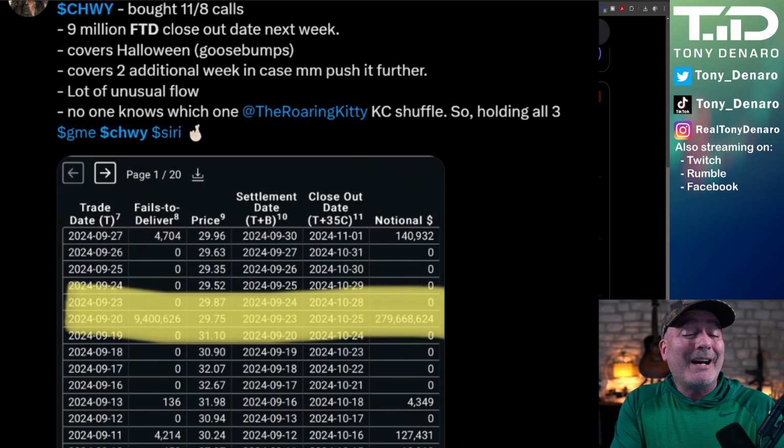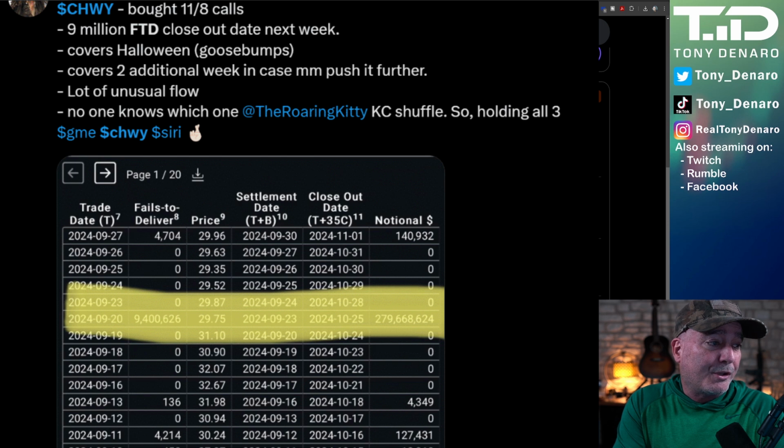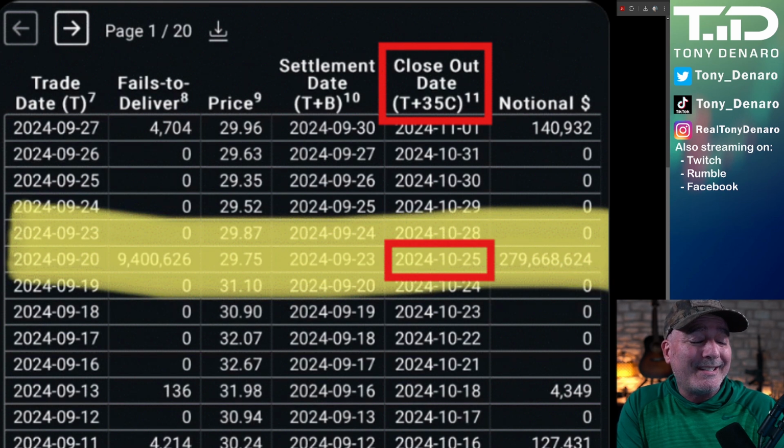One example of why this change from Chart Exchange is so important is highlighted by this tweet, which I just found this week regarding Chewy. And the gentleman is referencing 9.4 million fails to deliver on Chewy back on September 20th, and then focusing on the T+35 closeout date column and leading folks to believe that 9.4 million shares of Chewy will need to be bought out in the open market in late October.